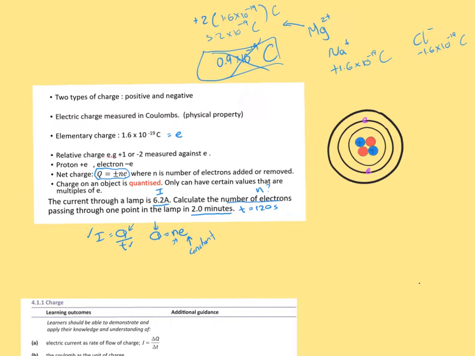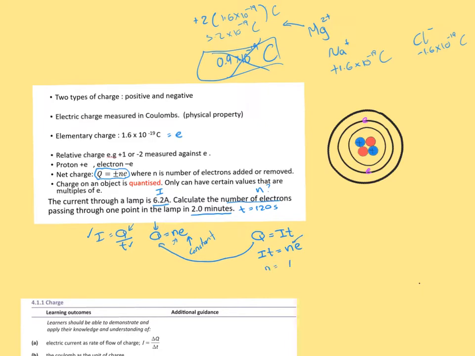Now, you can substitute it inside or you can do it step by step. I prefer to do the substitution because it keeps all the symbols together, and then I put in the numbers, which gives me fewer calculations to do on my calculator. So I will go on and rearrange for Q, and then I will place Q in this equation. So that will be I t is equal to n e, and I will rearrange for n now because that's what I need to calculate.